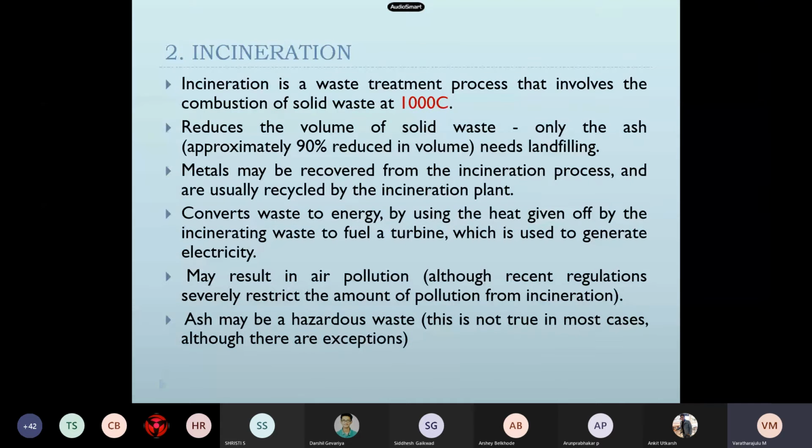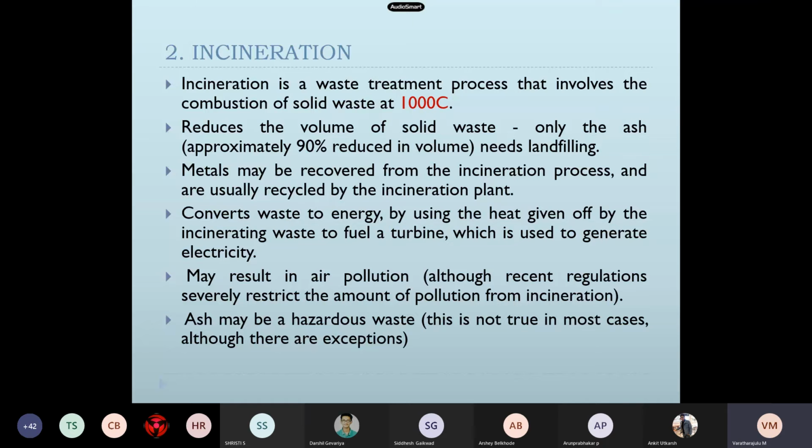Incineration is a waste treatment process that involves the combustion of solid waste at around 1000 degrees Celsius and reduces the volume of solid waste. Only the ash needs handling, and metal may be recovered from the incineration process and is usually recycled. The incineration plant converts the waste to energy by using the heat given off by the incinerating waste to fuel a turbine, which is used to generate electricity, and which results in air pollution.